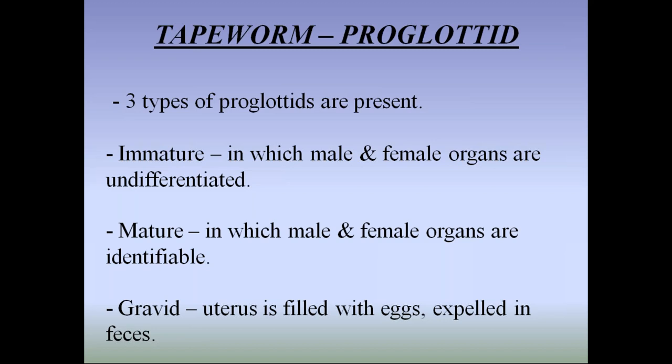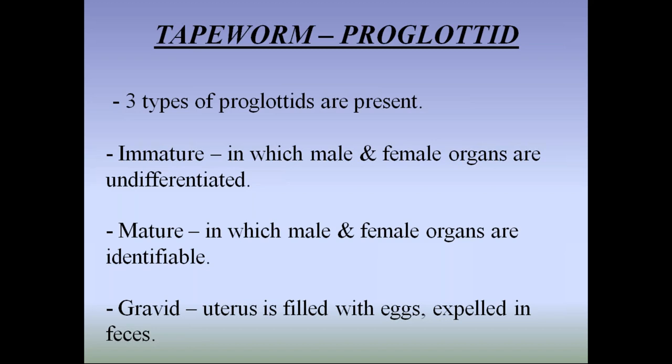The tapeworm is a hermaphrodite. Both male and female reproductive organs are present in the same body. That is why it is called hermaphrodite. There is no differentiation into male and female tapeworms. Only one body. In nematodes, there is a male nematode and female nematode: male roundworm, female roundworm, male hookworm, female hookworm, male pinworm, female pinworm. Differentiation is there. But here, there is no differentiation. Both male and female organs are present in the same single body.